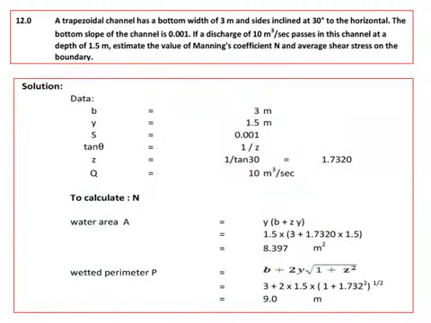A trapezoidal channel has a bottom width of 3 meters. Side slope is inclined at 30 degrees to the horizontal, so therefore it is given like this. Okay, so this is 30 degrees. So this is 30 degrees. So now we are required to find out the 1 in z. So this is 1 in z.